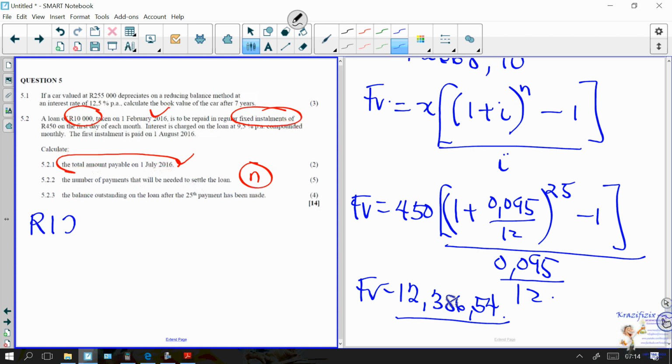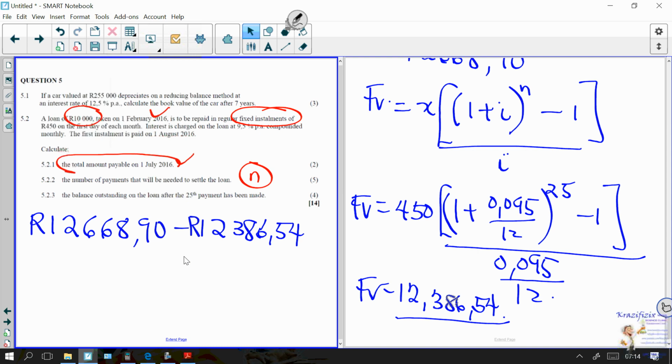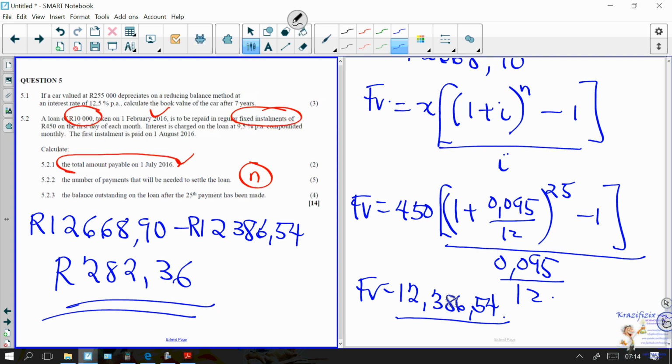It's 12,668.90 minus 12,386 rand 54 cents. Okay, let's use our calculator to get that. 12,668.90 minus what? 12,386 rand 54 cents. What am I going to have? I am owing 282 rand 36 cents. 282 rand 36 cents. That's what I owe.